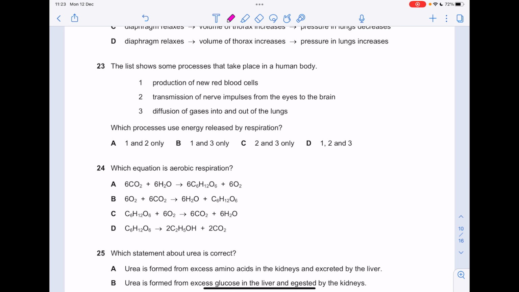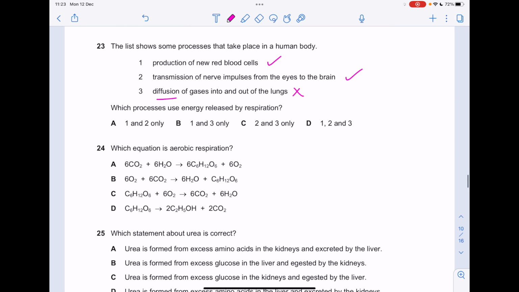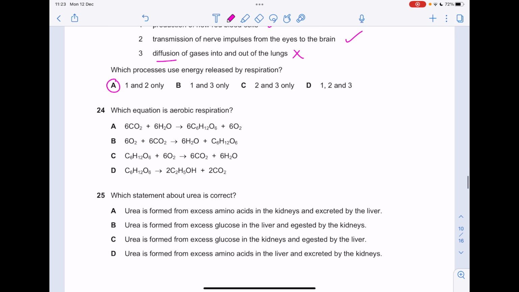The list shows some processes that take place in a human body. Which processes use energy released by respiration? Production of red blood cells, yes, that requires energy. Transmission of nerve impulses from the eyes to the brain, yes, another process which requires energy. Diffusion of gases into and out of the lungs, no, diffusion will always be a passive process. There is no requirement of energy, so that is not true. So our answer here is A, 1 and 2 only.